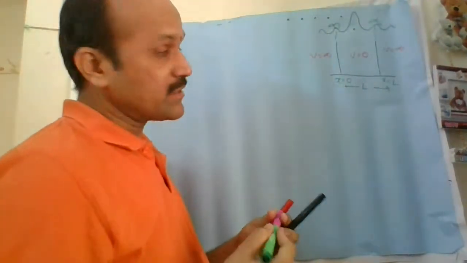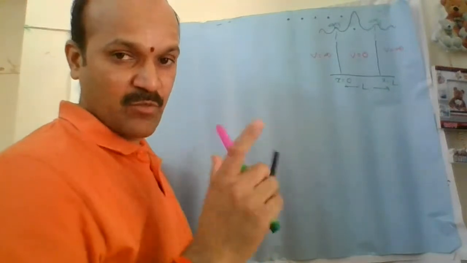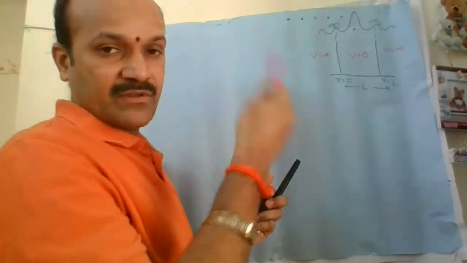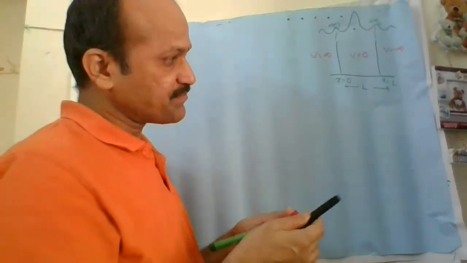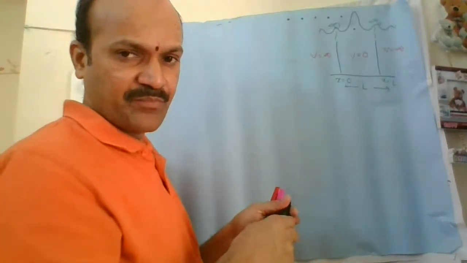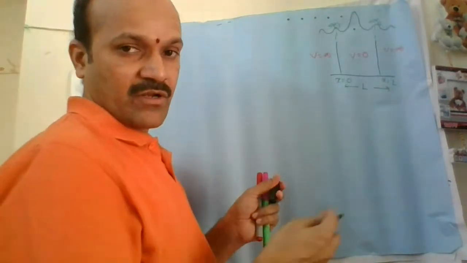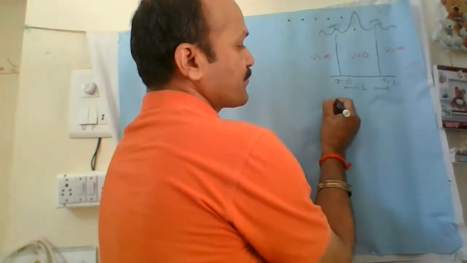So the dimensions of the box: the length of the crystal is L. This is the thing. Here we'll write the boundary conditions. What are the boundary conditions?